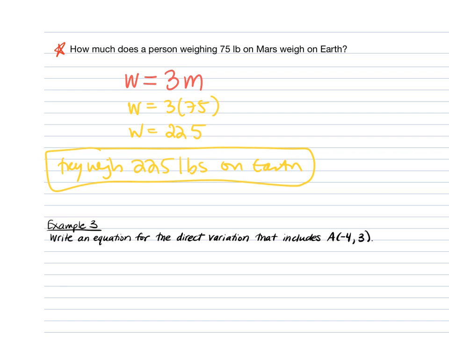Okay, hopefully you got that they weighed 225 pounds on Earth if they're only 75 pounds on Mars. Right, so in this case, this 75 pounds was my M, so we plugged it in for this M and multiplied it by 3 to get what they weighed on Earth.